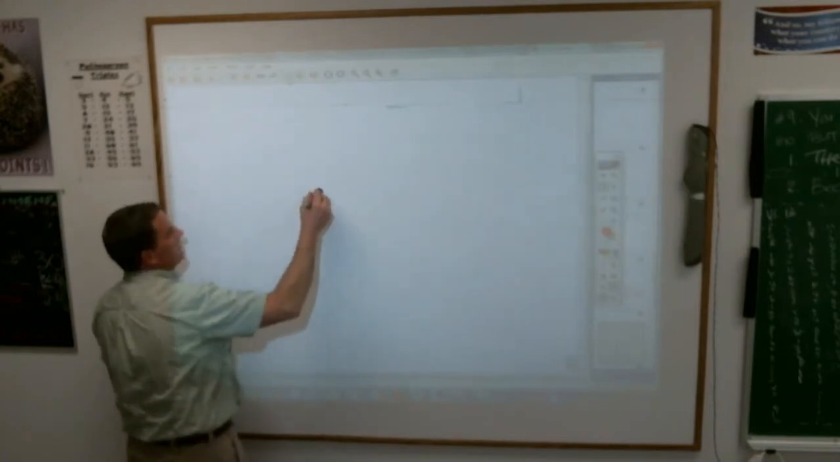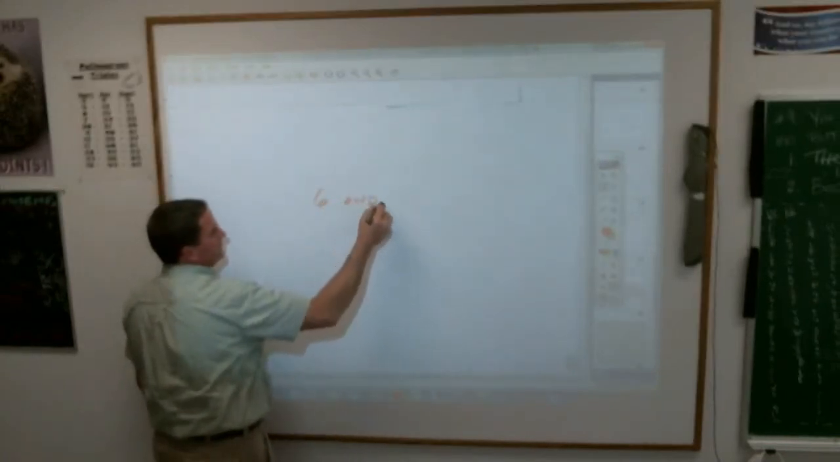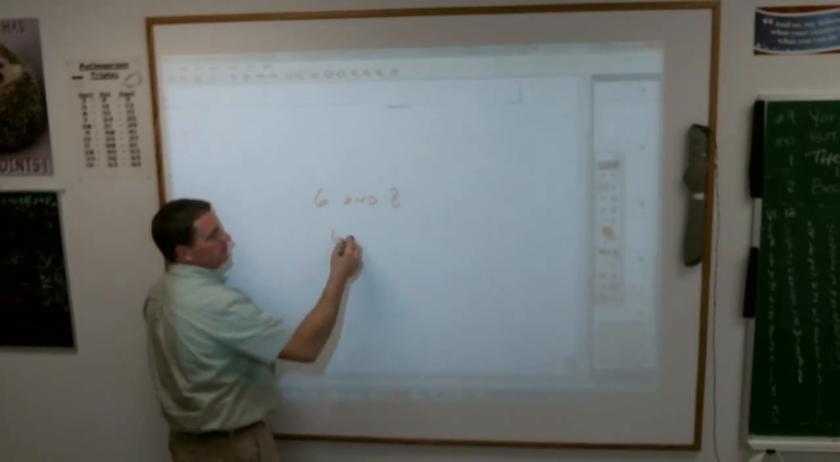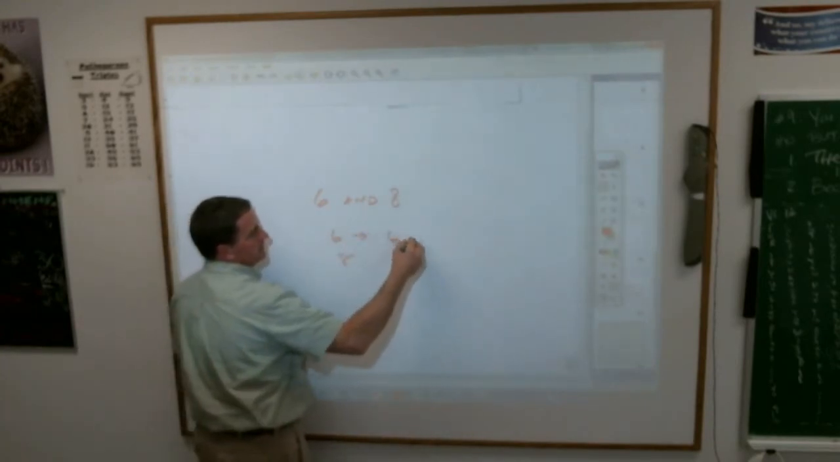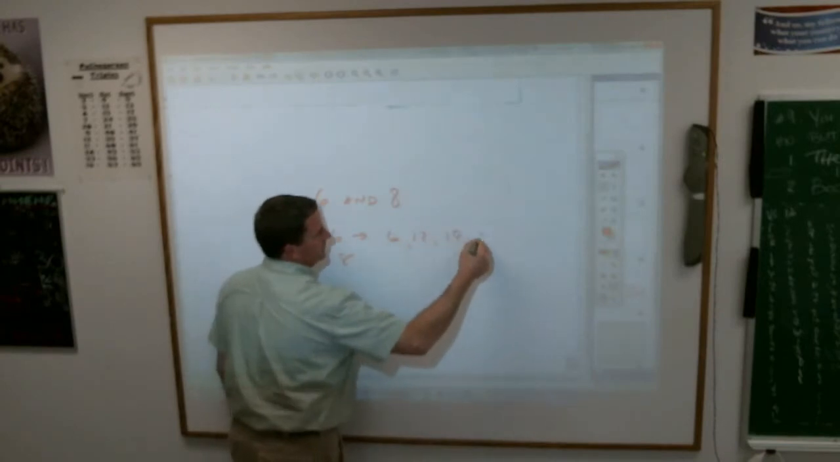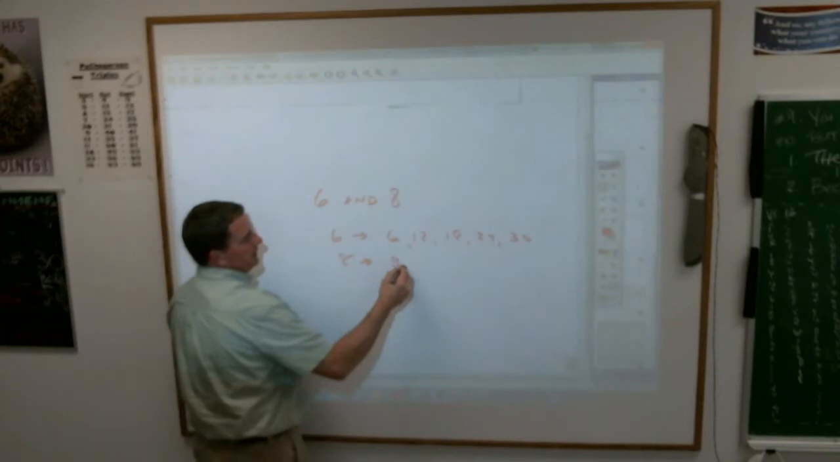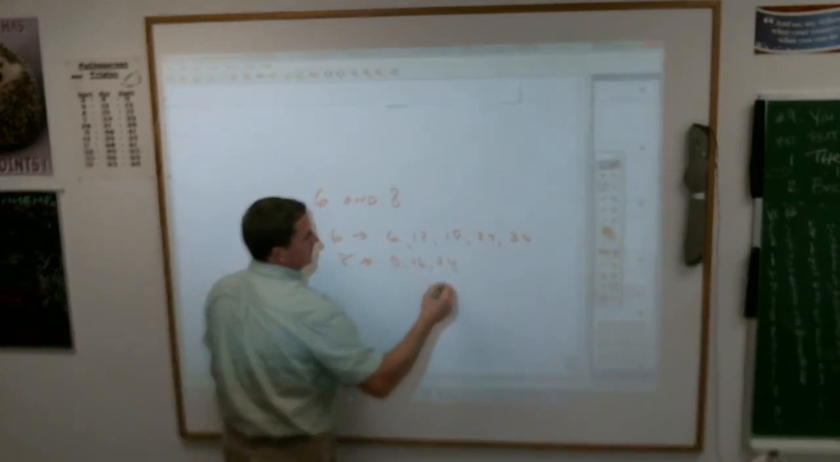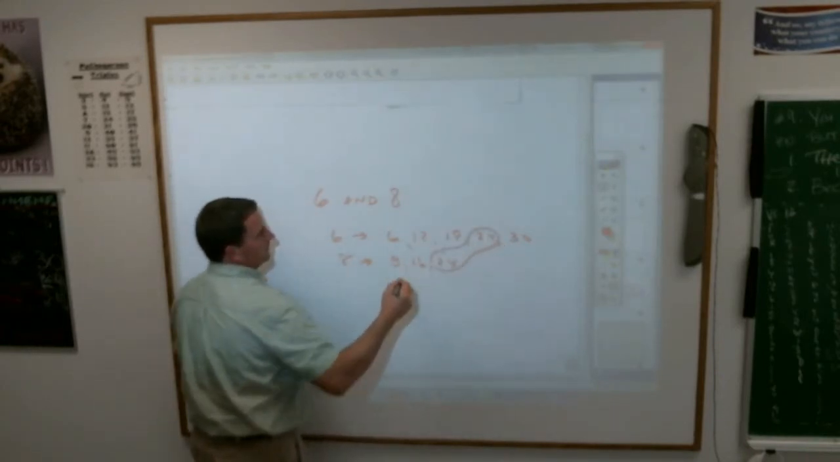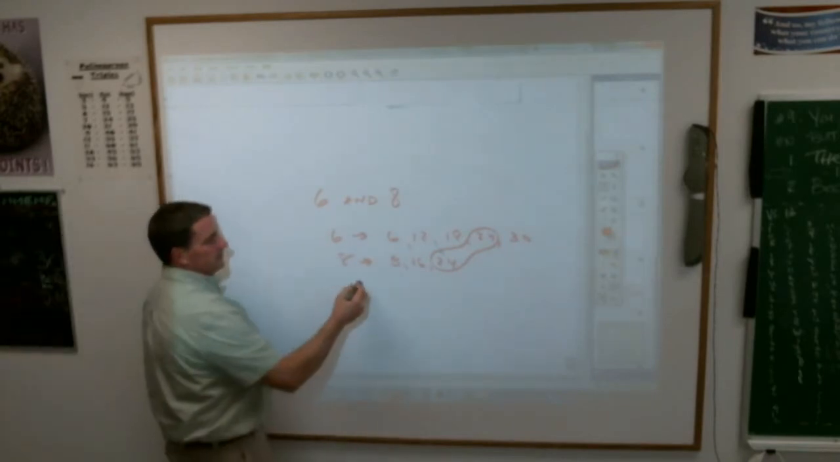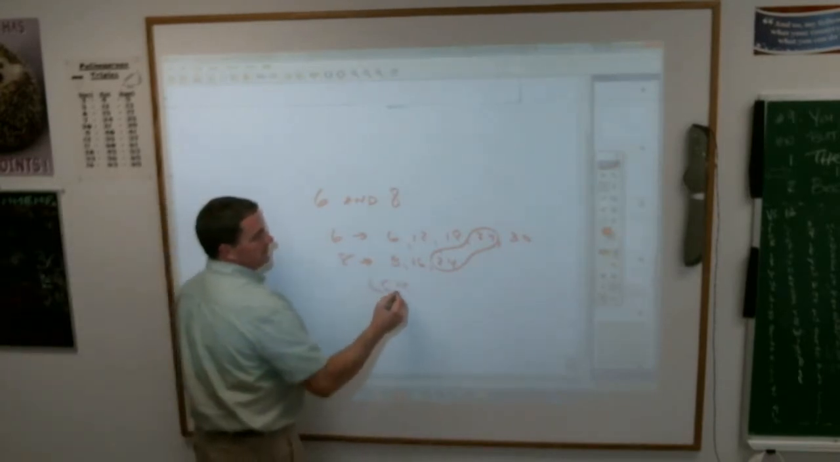What about 6 and 8? The least common multiple of 6 and 8. Well, multiples of 6 are 6, 12, 18, 24, 30. Multiples of 8 are 8, 16, 24. You can stop once you get to the first common multiple they have because that is the least common multiple.